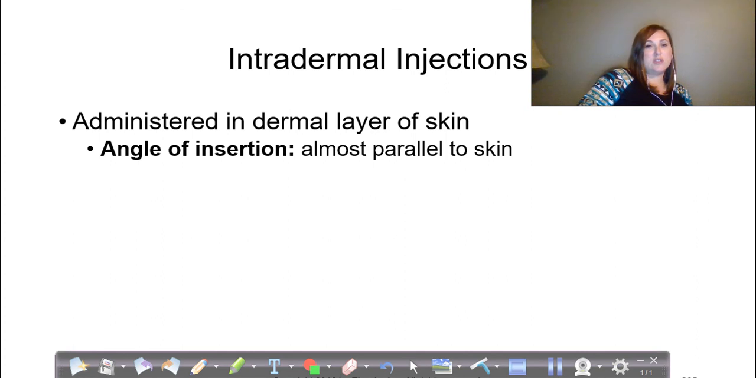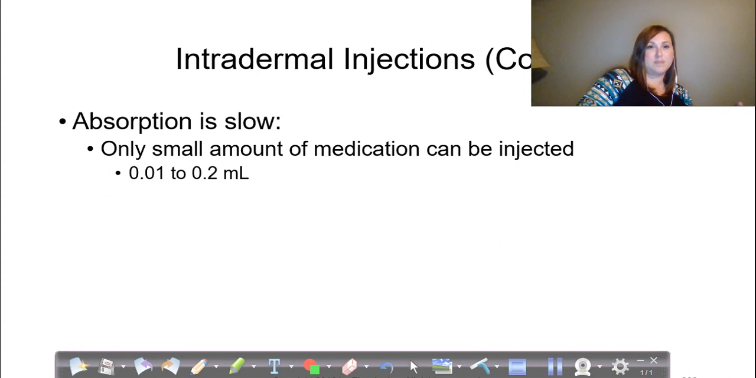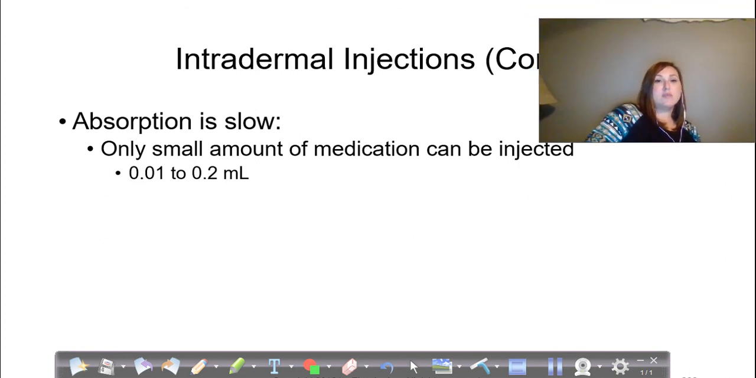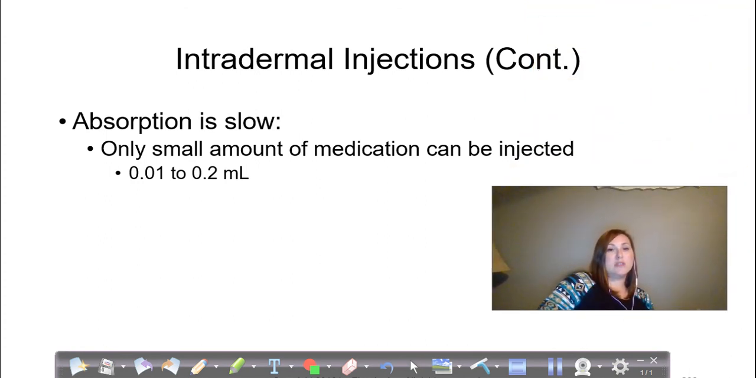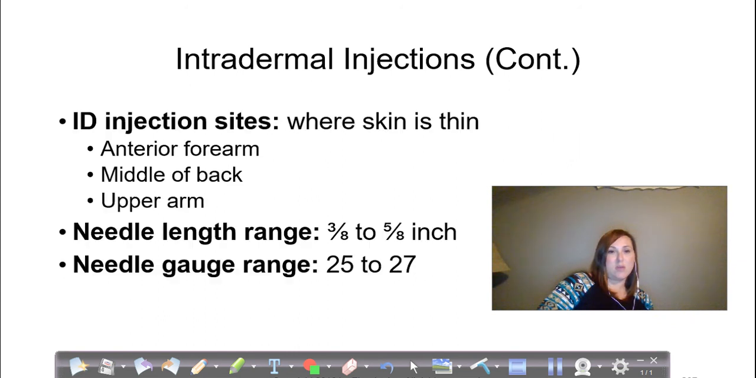Intradermal injections go into the dermal layer of the skin. Whenever you insert this type of injection, your angle is almost parallel to the skin. The absorption is very slow, so only a very small amount of medication can be injected. You're going to use a TB syringe because you're only going to use 0.01 to 0.2 mLs of medication, so a very small amount.